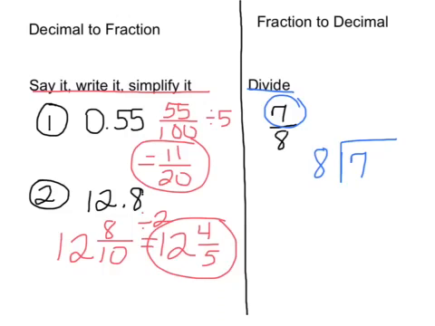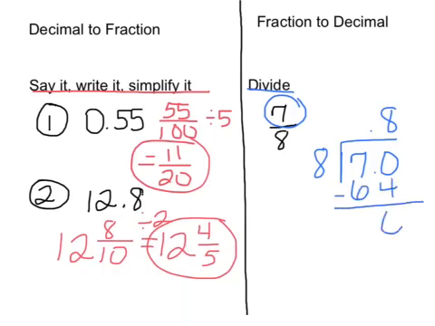The top number goes in. Notice we didn't say big dog. It's not the biggest number that goes in. It's always the numerator. Well, 8 cannot go into 7, so we need to add a decimal point, go ahead and bring it up, and add a 0. 8 can go into 70 8 times, which is 64.